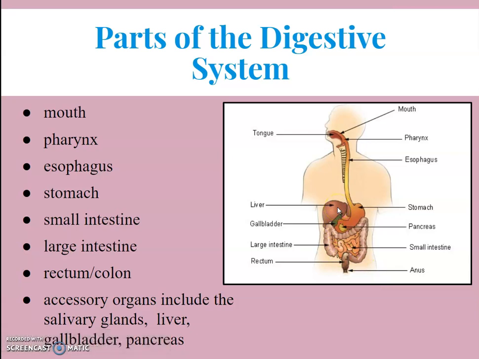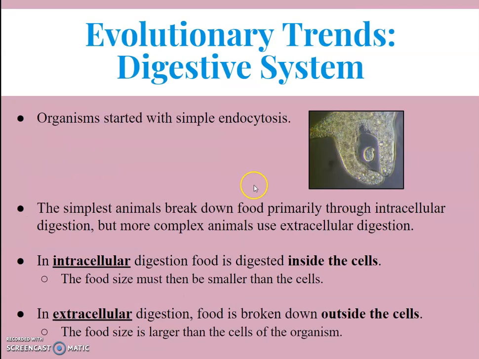There are also accessory organs that help us break down the food. So like our salivary glands help create saliva to break down food. Our liver, gallbladder, and pancreas create bile or liver enzymes or different enzymes to break down food to help us with that digestive process as well. But the main goal is to break down that food so our body can absorb the molecules or the nutrients to be used by our cells.